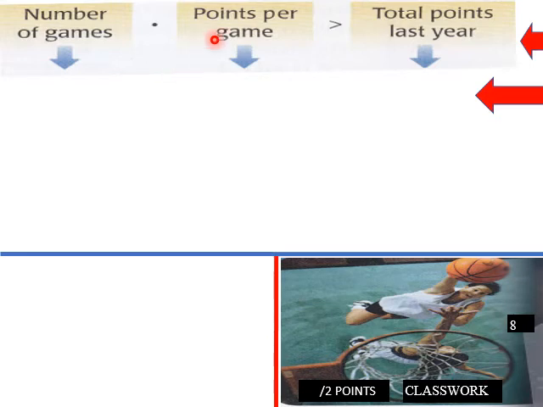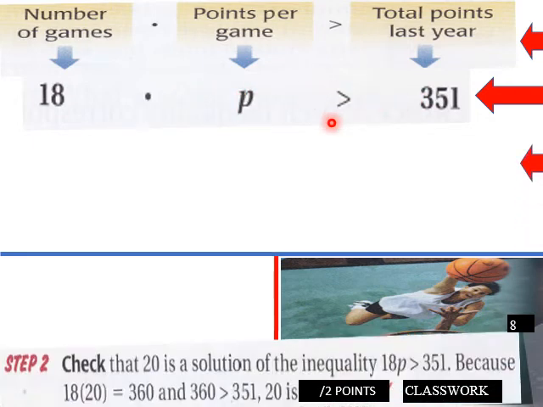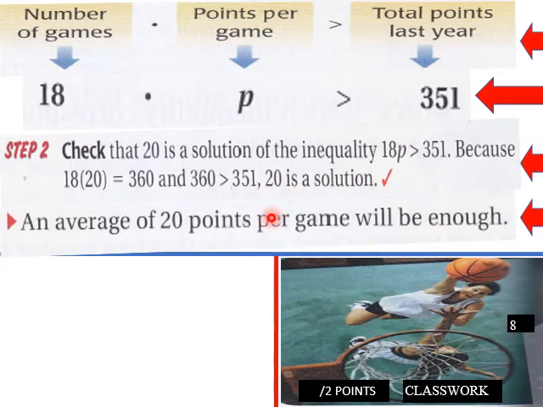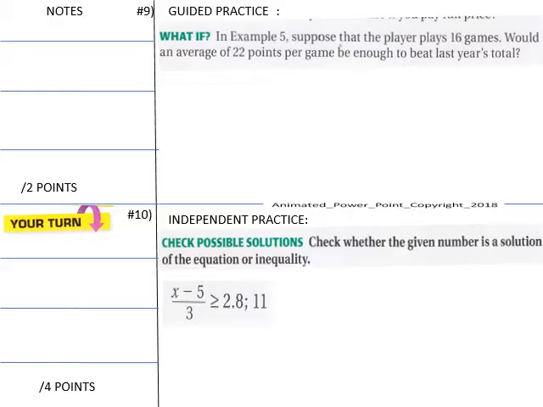We're given some numbers here to work with: number of games, points per game, total points last year. Number of games is 18, and we're trying to find P here. 18 times P would be greater than 351. So check that 20 is a solution of the inequality. 18P greater than 351 because 18 times 20 equals 360, and 360 is greater than 351. 20 is a solution. An average of 20 points per game will be enough in this situation.